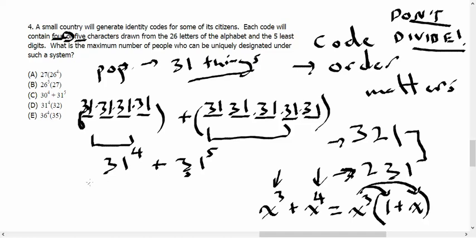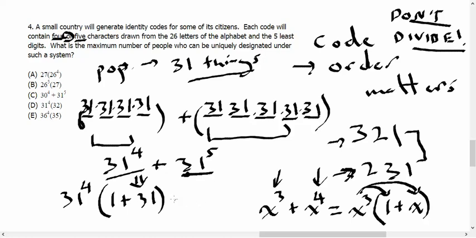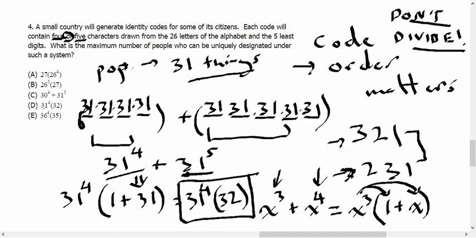Same thing here. We can say that this is going to equal 31 to the power of 4 times 1 plus 31, right? Because 31 to the power of 4 equals 31 to the power of 4, and 31 to the power of 4 times 31 equals 31 to the power of 5. So this whole thing equals 31 to the fourth times 32, which is our answer. And indeed, it's answer choice D. So if you got that one right, you can pat yourself on the back. Very, very well done.